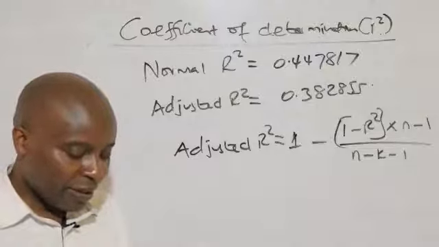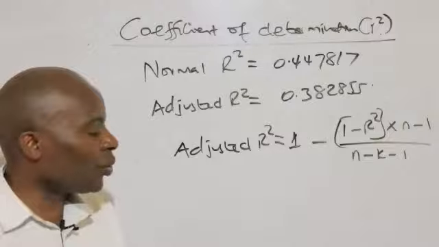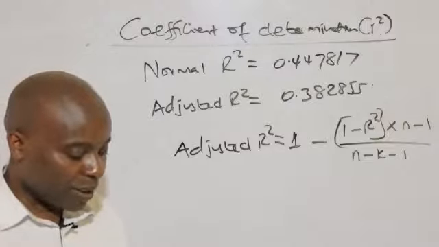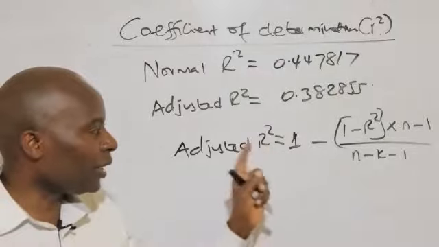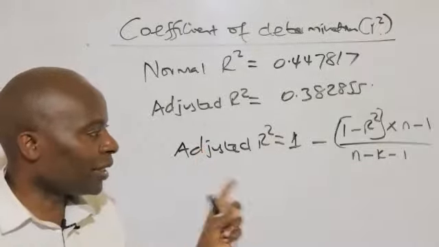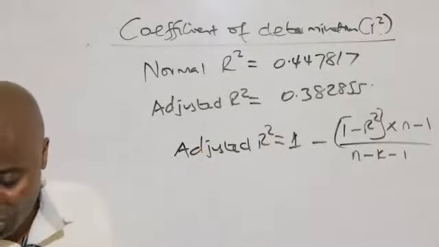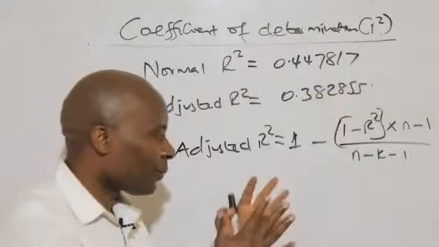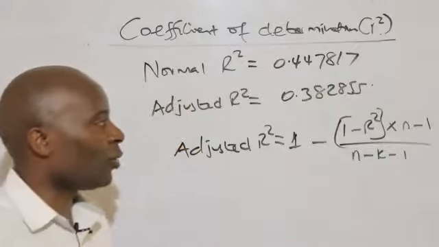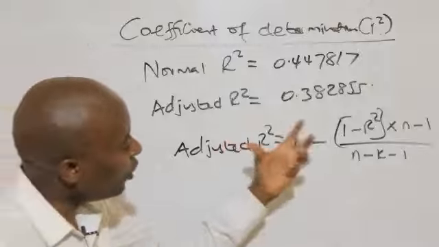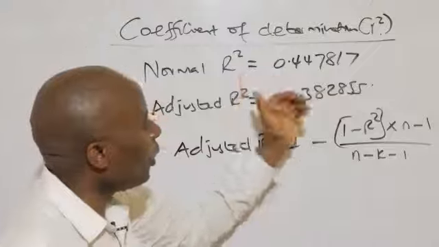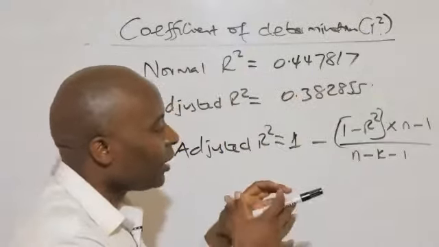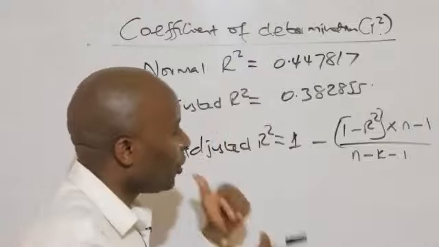N minus k minus 1. Anytime they want us, ladies and gentlemen, to give them R squared, always, this is the formula you should be thinking about: adjusted R squared. Nobody will ask you how to calculate this. What you're supposed to know is that this R squared takes into consideration the number of predictor variables that we have; we adjust the normal R squared to fit in the number of predictor variables.